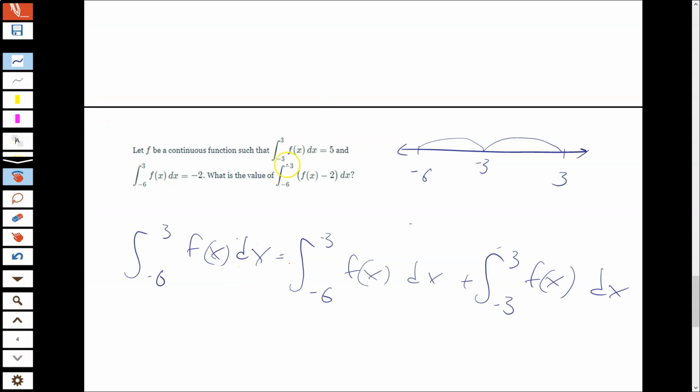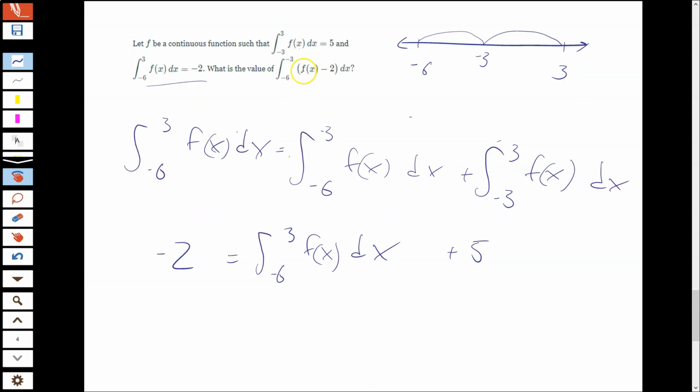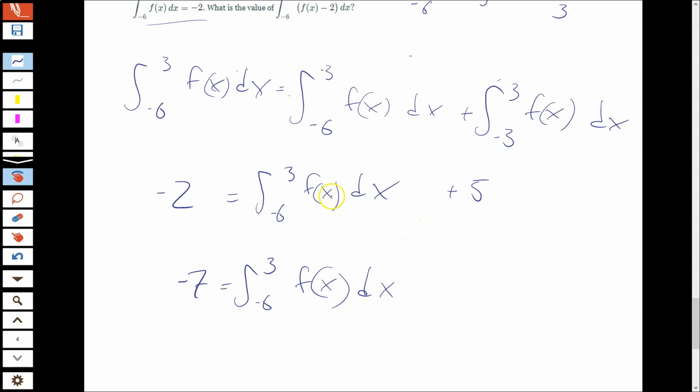And then I just substitute. So, and be careful here, I know that this left-hand side is equal to -2. And then -6 to -3, I don't know. That's what I'm trying to find, right? So I'm going to leave that alone. But -3 to 3, I know, is +5. And you should see where this is going now, right? So I plugged in what is given to me, and now I can do a little bit of algebra here. I'm going to subtract 5 on both sides. Okay. We're almost done. Drop my negative here.